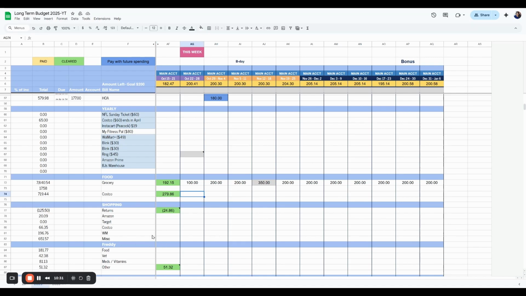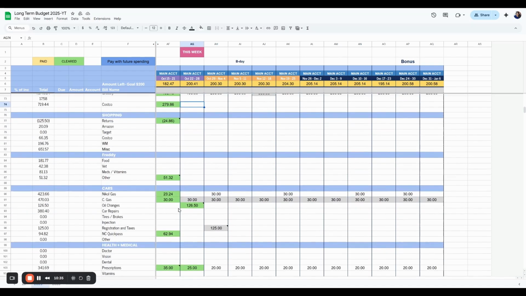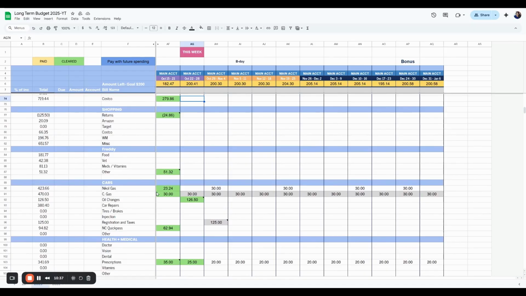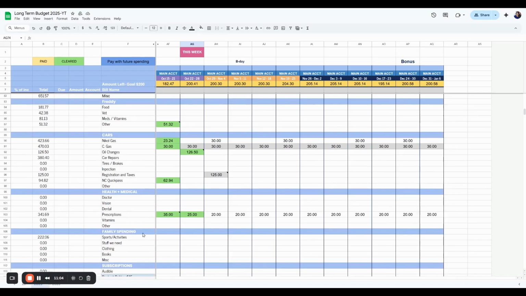Then we have shopping. We have Freddie the cat, and then we have all of our cars. We have a weekly gas budget. I maybe fill my car once a month. We live in a small town and I only leave the house once or twice a week to run some errands. And so it's fabulous. I recently got my oil changed and my registration is due. But okay, so then health and medical.